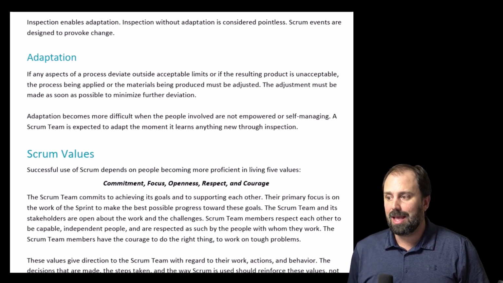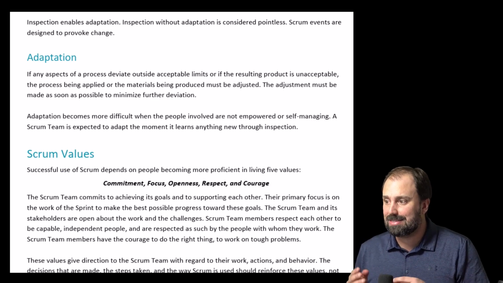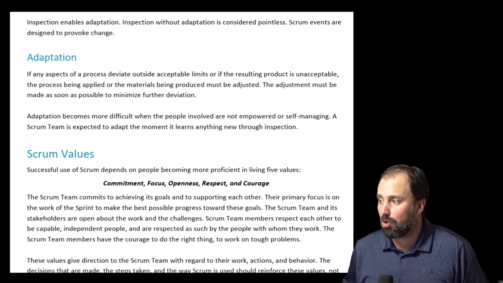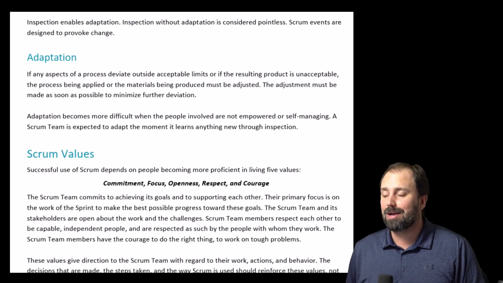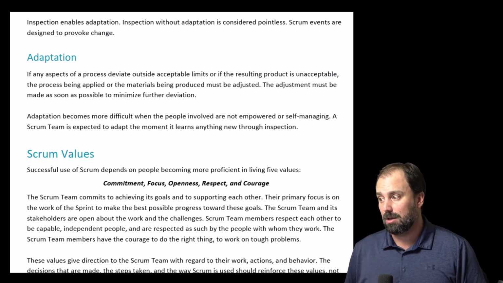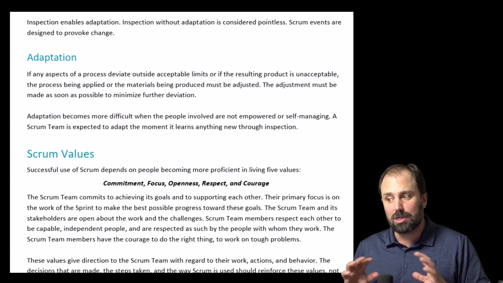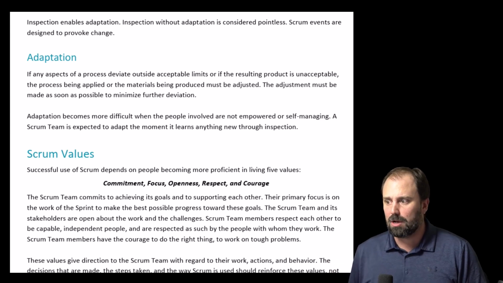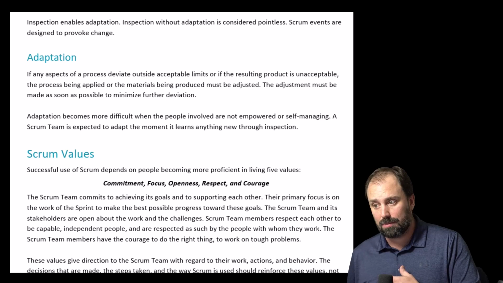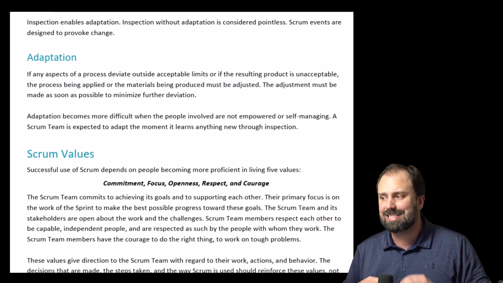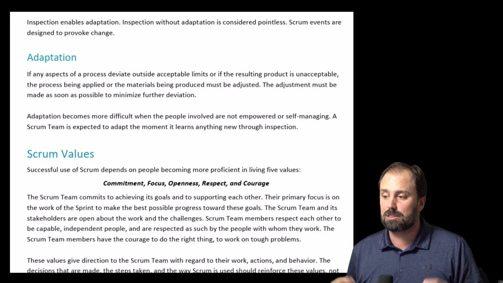Adaptation. If any aspect of a process deviates outside acceptable limits, or if the resulting product is unacceptable, the process being applied or the materials being produced must be adjusted. The adjustment must be made as soon as possible to minimize further deviation. Adaptation becomes more difficult when people involved are not empowered or self-managing. A Scrum team is expected to adapt the moment it learns anything new through inspection.